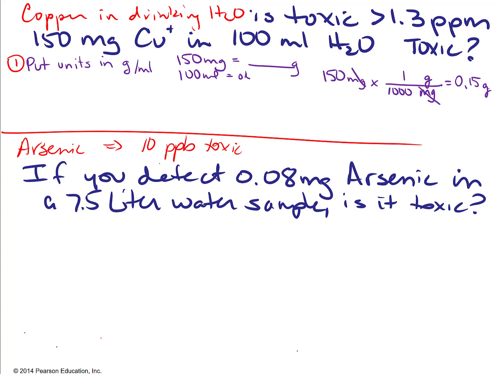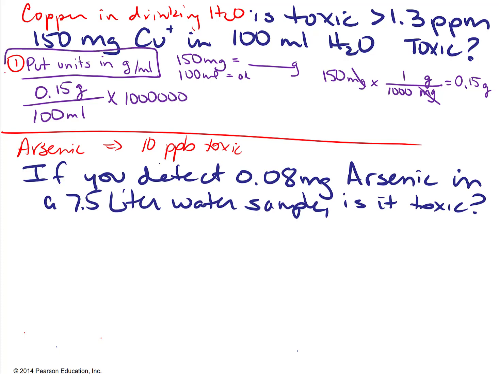So now we know grams and we have mils. We don't have to do anything with mils. So 0.15 grams divided by 100 milliliters. And since we want to know parts per million, what are we going to do with our answer? Multiply it times a million. So just make sure you set your units up into grams per mil. I think last time I told you grams per liter. It's grams per mil.